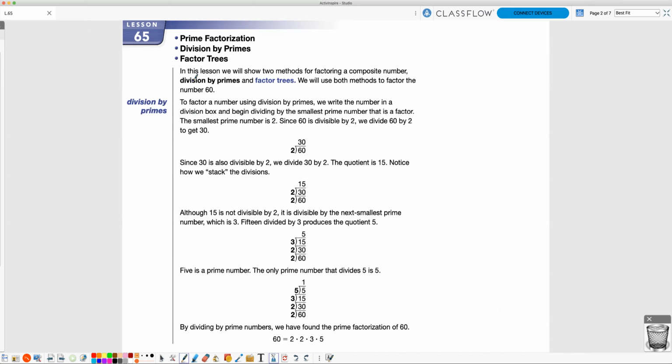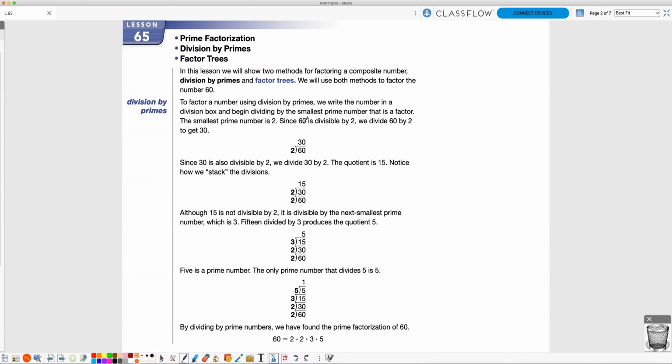In this lesson, we'll show two methods for factoring composite numbers: division by primes and factor trees. We will use both methods to factor the number 60. To factor a number using division by primes, we write the number in a division box and begin dividing by the smallest prime number that is a factor. The smallest prime number is 2.